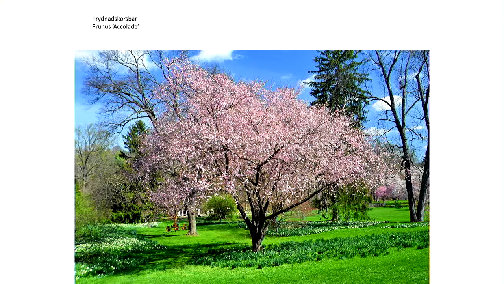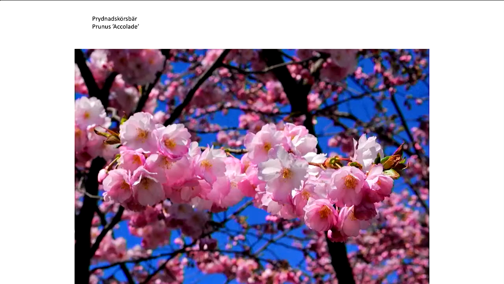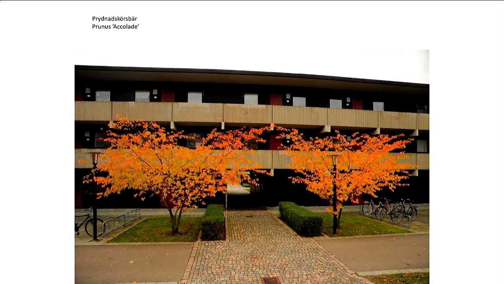Another cultivar we use a lot in Sweden, and I saw in the US works a lot, is Prunus 'Accolade', which is a hybrid. Beautiful, it grows really quick, flowering like a dream, pink dream. And the seasonal quality is also very, very nice. This is the autumn colors in southern Sweden of the same cultivar.